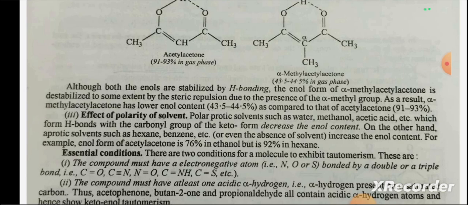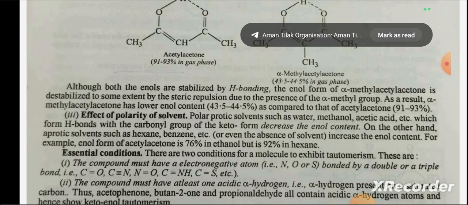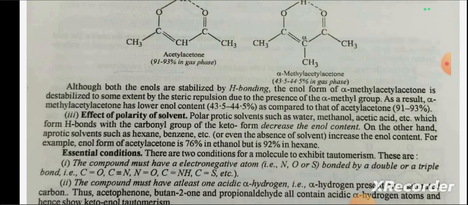Effect of polarity of solvent. Polar protic solvents such as water, methanol, and acetic acid form H bonds with the carbonyl group of the keto form, which increases the keto content. On the other hand, nonpolar solvents such as hexane, benzene, etc. increase the enol content. For example, the enol form of acetylacetone is 76% in ethanol and 92% in hexane.